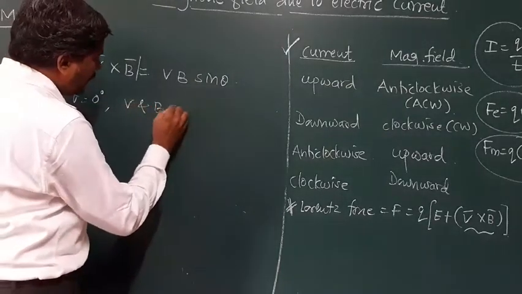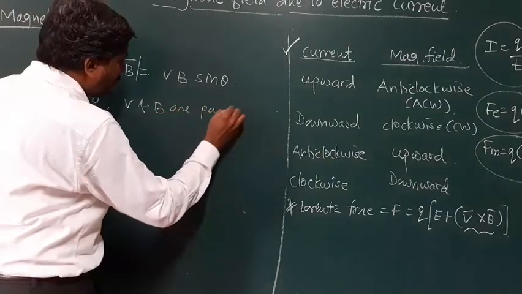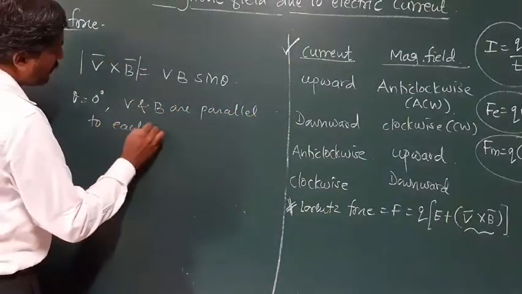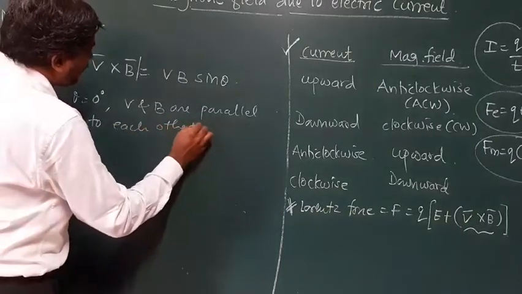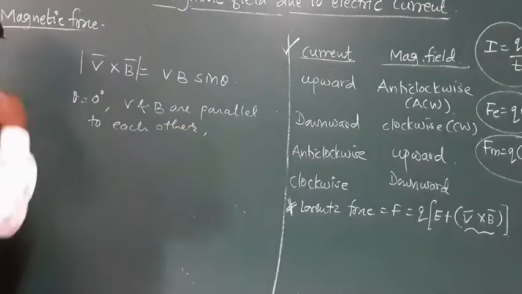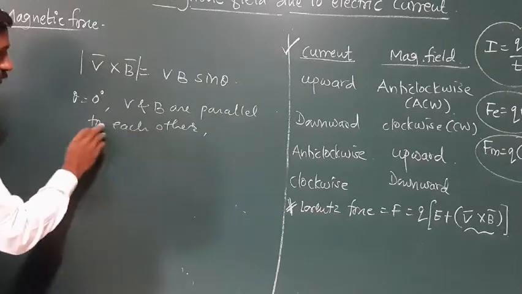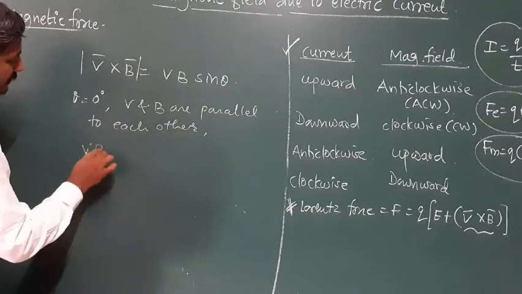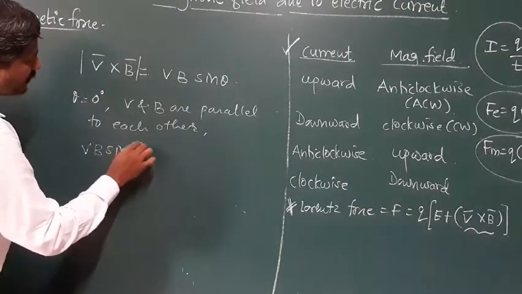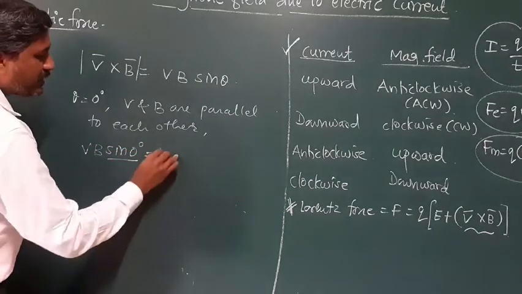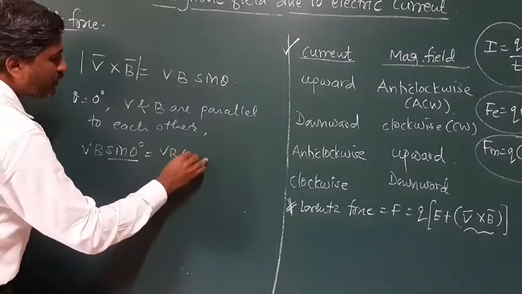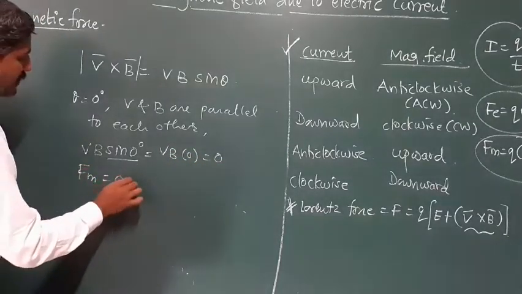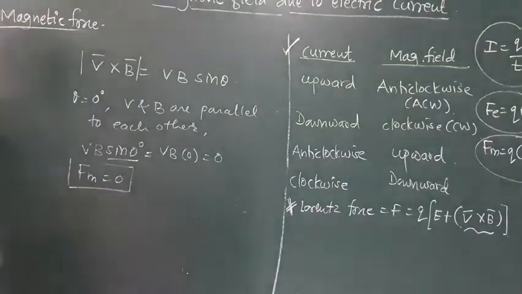If v and B are parallel to each other, then what happens? If both are parallel to each other, then we get vB sine of 0 degree. But sine 0 is 0, so vB into 0. The answer becomes 0 and the magnetic force becomes 0.